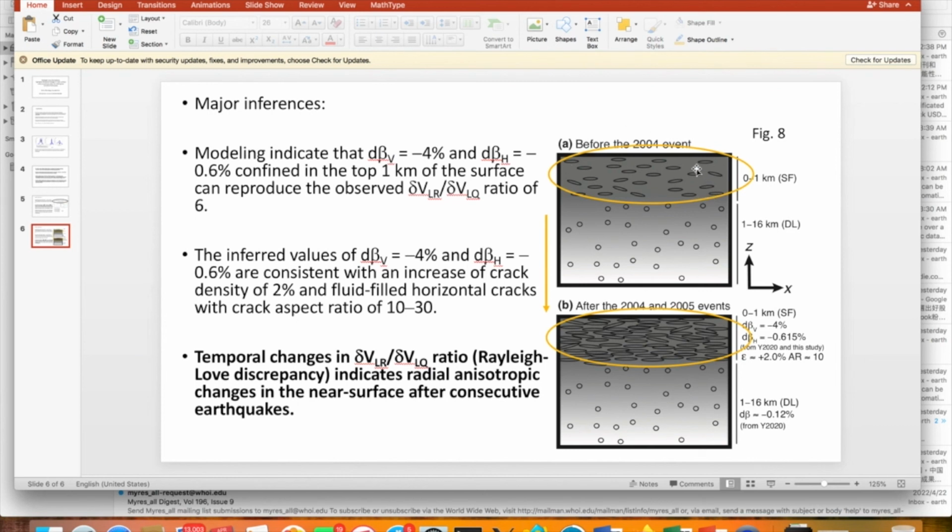Before the 2004 earthquake, the crack density was low, but after the 2004 and 2005 earthquakes, the cracks are horizontally stretched and crack density increased, and this can reflect the large delta VLR to delta VLQ ratios.